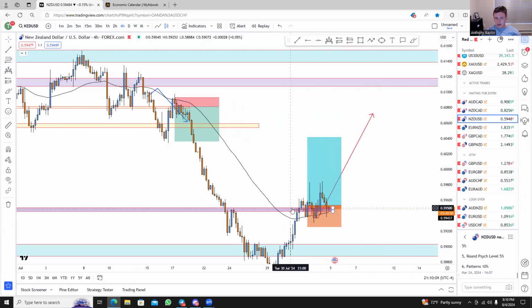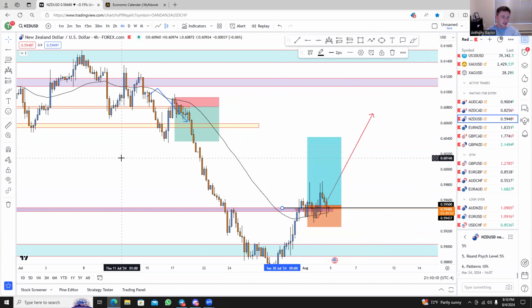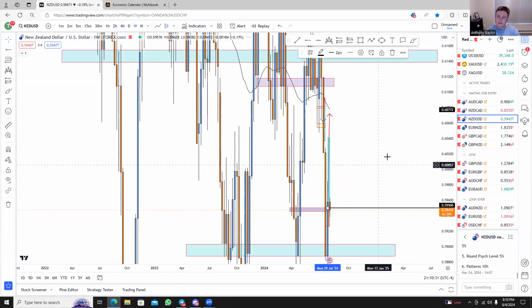There is a round psychological level in here as well at 500. Remember, round psychological numbers are every 500. So right here, this is the 6,200. That is not a round psychological number. 6,500 right here. That's a round psychological number. Every 500, not 200, not 300, every 500 is a round psychological number.